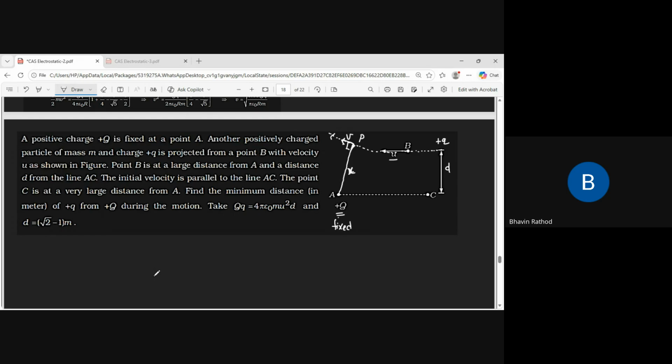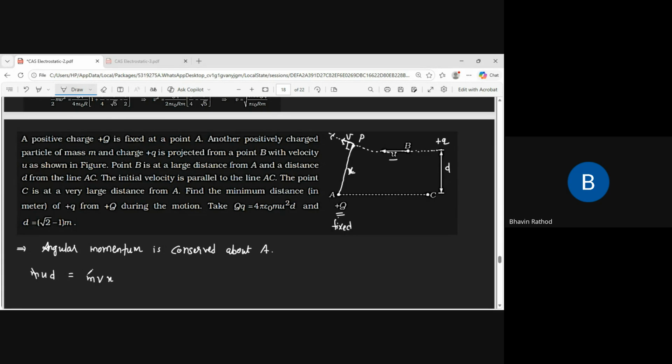So now we can say that throughout the motion of small q, the angular momentum is conserved about point A. So the initial angular momentum was m u into d, and at point P, it is equal to m into v into x.